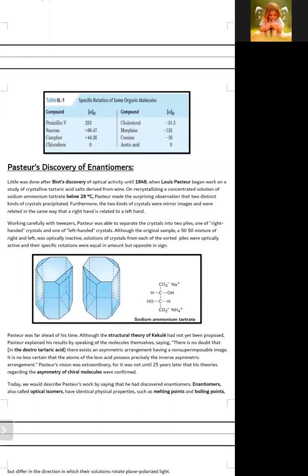This is the table for the specific rotation of some organic molecules. Penicillin has 233, sucrose plus 66.47, camphor 44.26, and chloroform has zero specific rotation. Cholesterol has minus 31.5, morphine minus 132, cocaine minus 16, and acetic acid has no specific rotation, which is zero.